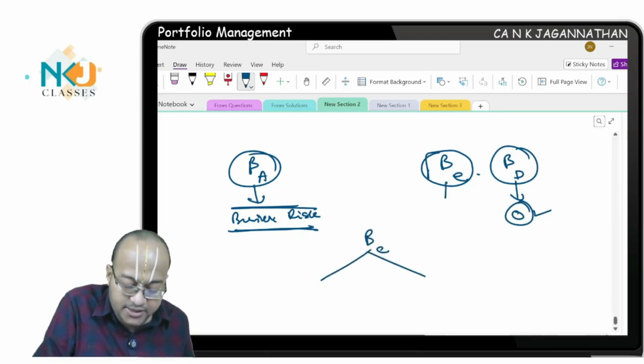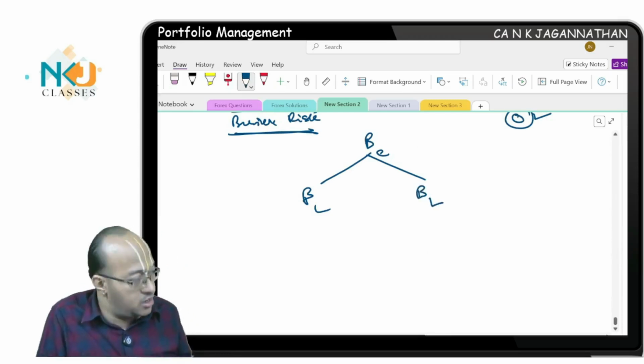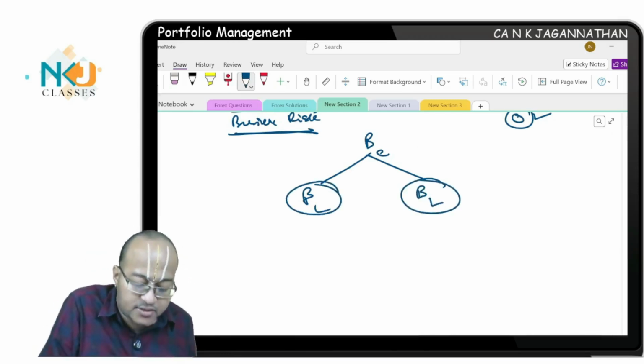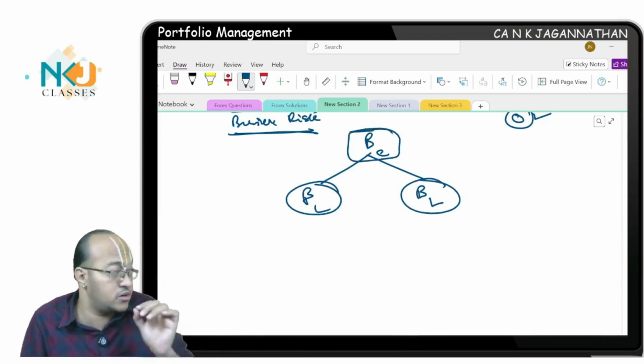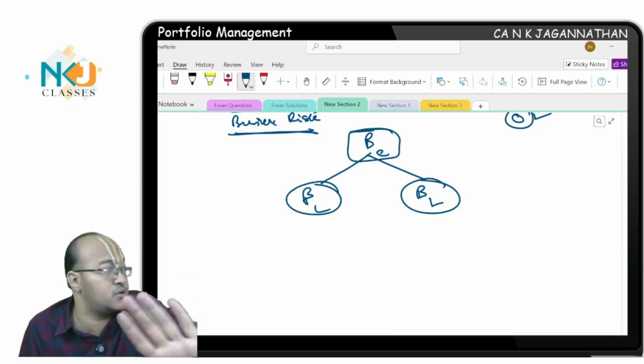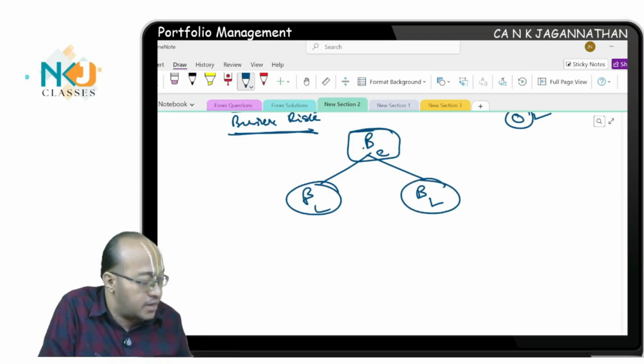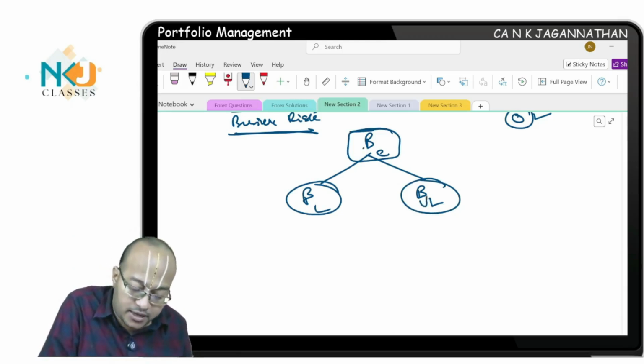Equity beta I again classify into two: beta levered and beta unlevered. Are you all understanding? Beta unlevered and beta levered are both equity beta only. You should not get confused. Beta levered does not mean asset beta, and beta unlevered does not mean asset beta either. Beta equity is classified into two: beta levered and beta unlevered.